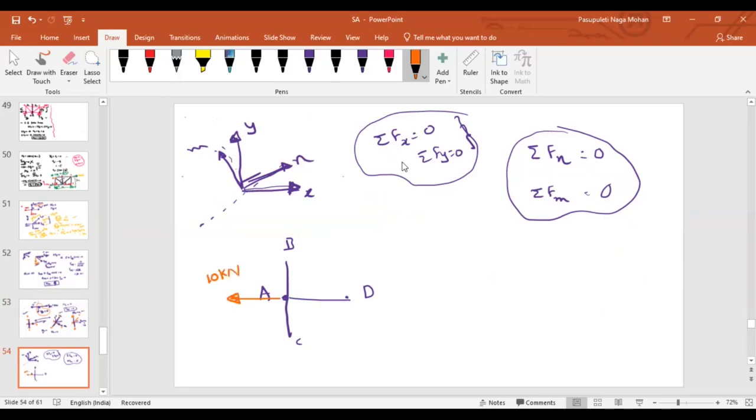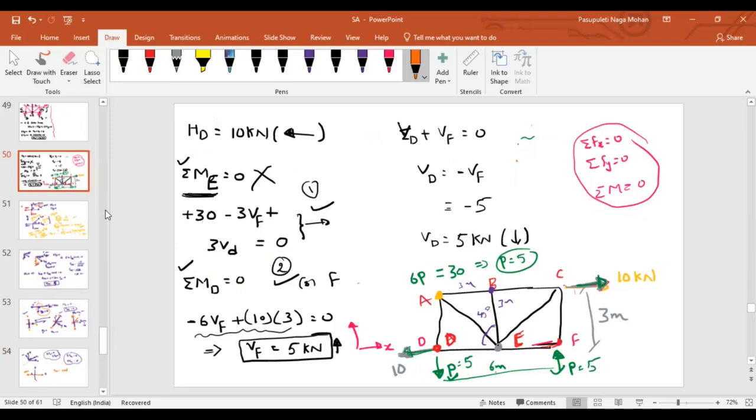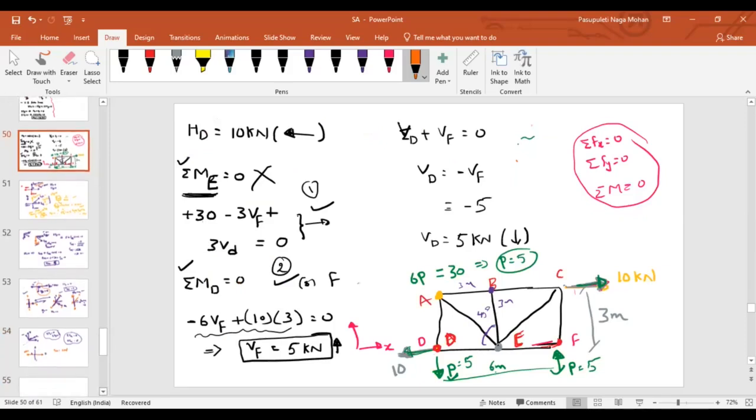Can you tell me what is the force in member AD? Right side, 10 kilonewtons, sir. 10 kilonewtons. Is it 0? No, sir, not 0. This is where the difference is. If there is no load acting at the joint, then only it will be equal to 0. If there is a load acting at the joint, then it will not be equal to 0. Here VAD is nothing but 10 kilonewtons. Right?